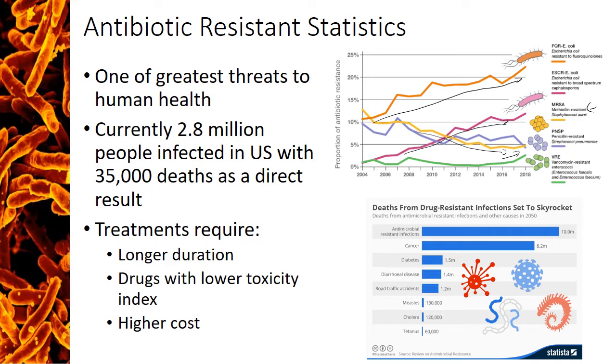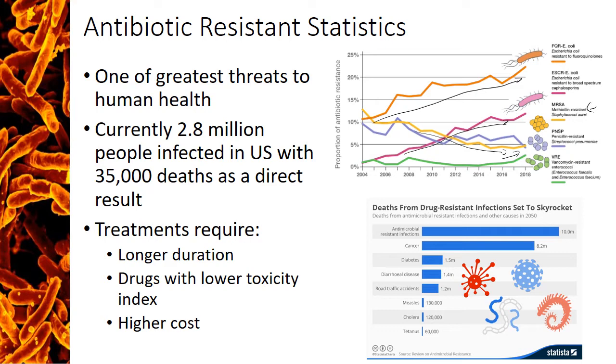A lot of times, we have to pick drugs that now have a lower chemotherapeutic index, that lower toxicity index. What that means is they have higher side effects. The drugs themselves aren't as great, and so you feel crappy because you're taking the drug itself. And we also have a higher cost. This is costing healthcare systems millions and millions of dollars because of those longer durations of treatment and the higher cost of drugs.